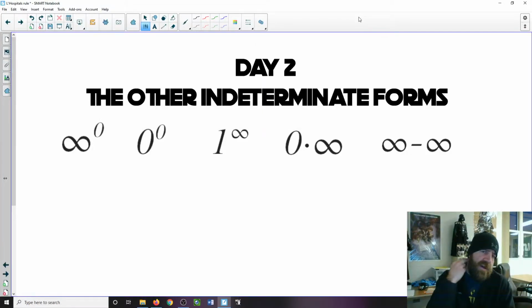Alright, so let's take a look at the other indeterminate forms here. There are a few more that are out there, but these are the common ones that you're going to run into. And really, all we need to know is if it's weird or not when we plug in the value that we're approaching. We'll take a look at 2 or 3 examples here, just to show you what we need to do.